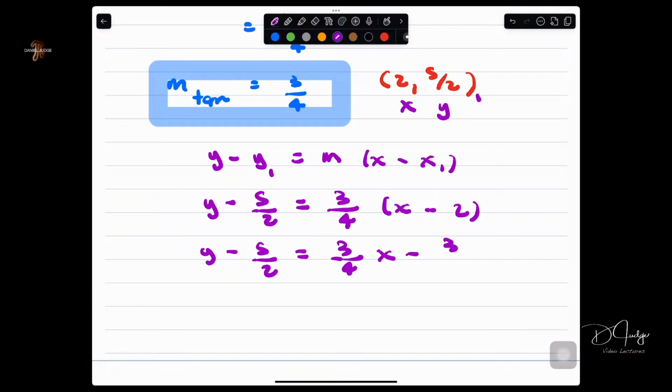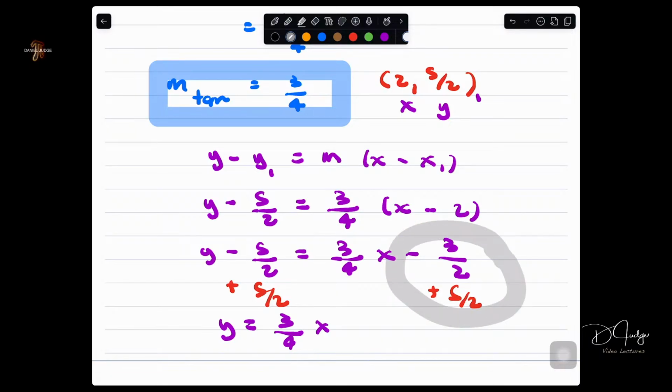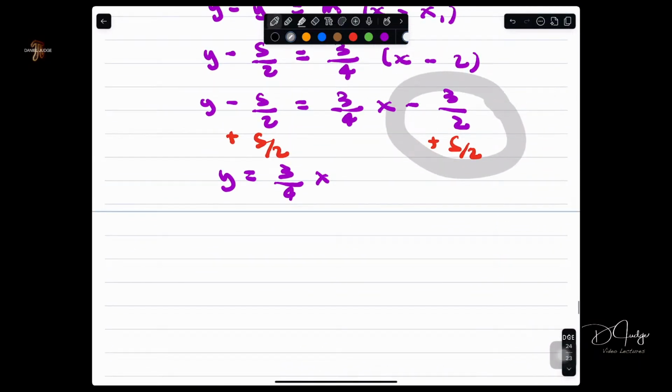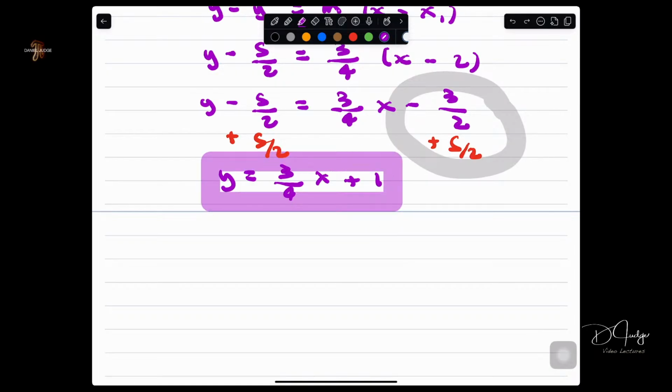So you might say, why did I want to convert that now? Because when we add 5 halves to both sides here, it'll make our arithmetic a lot easier. So that equation, the tangent line is y is 3/4 x, negative 3 halves over here, plus 5 halves. That'll be 2 halves, which is 1. All right. This is the L tangent, the equation of the line tangent to the curve at the location 2, 5 halves. This is that tangent line.